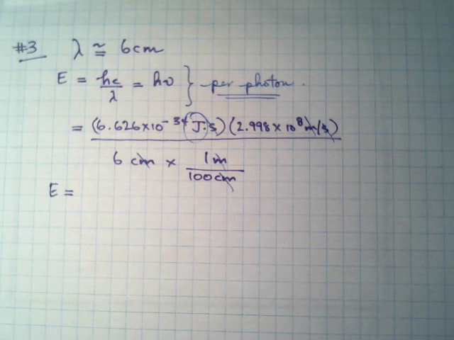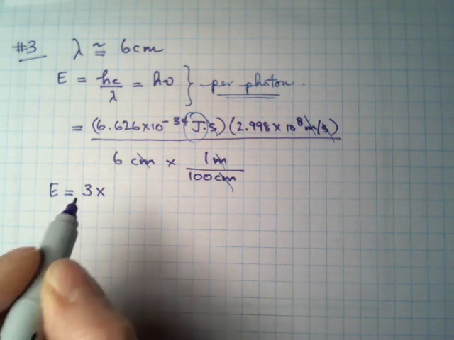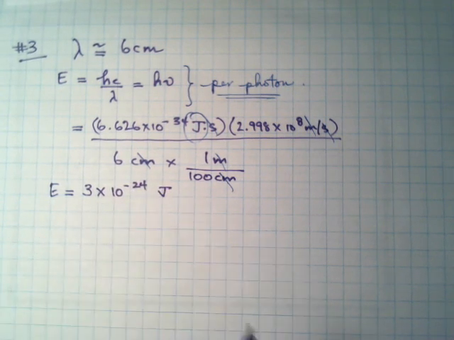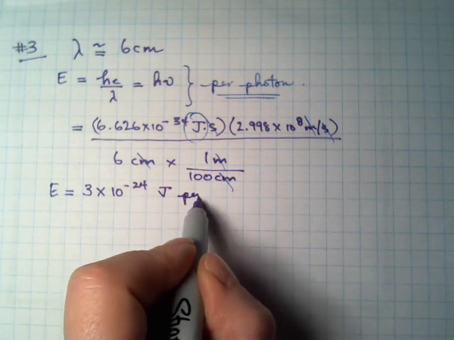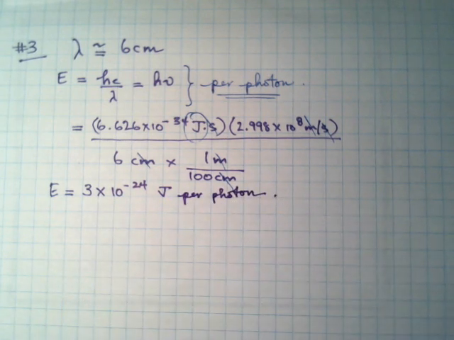The energy is, I'm going to keep it as just an estimate, 1 sig fig, 3 times 10 to the minus 24 joules, and again, this is, of course, per photon of this microwave radiation. And there you have it, a nice short question, number 3.